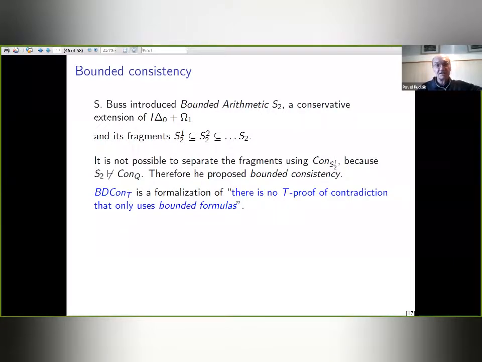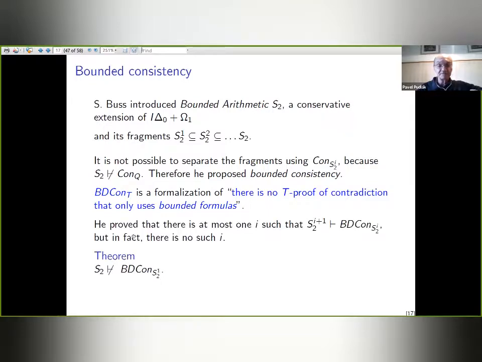But unfortunately, even this concept is too strong. What he proved was that there is at most one i such that S_{i+1} proves the bounded consistency of S^i_2. But in fact, there is no such i, so S_2 doesn't prove even the bounded consistency of S^1_2. So we cannot do any separation using this concept.